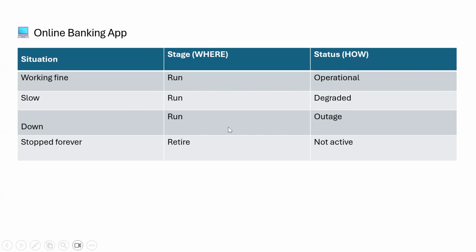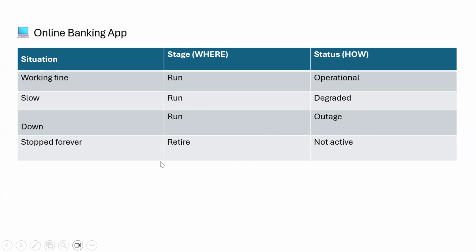Next one, the situation is down. Stage is run. Service is still active in life cycle. But in case of status outage, outage means completely not working. So there it is completely not working. Here stage is run. It means the movie is broadcasting. But here outage means the theater is not supporting because the theater is completely damaged by sound system or projector issues. I'm just telling with examples.